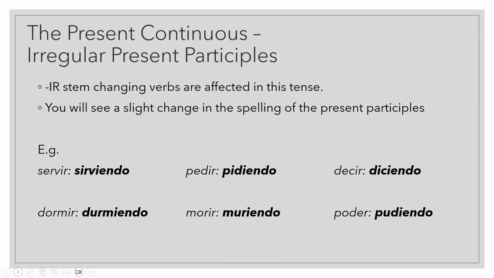There are some other examples here for you. The verb to sleep, dormir, becoming durmiendo. We've seen that happen a little bit before, although usually it's duermo, isn't it? Durmiendo. Morir, to die. We never have to use that one. Muriendo. And poder, being able to do something. Pudiendo. So these IR verbs are already irregular in the normal present tense, and there is a little spelling change in their present participles too to watch out for.